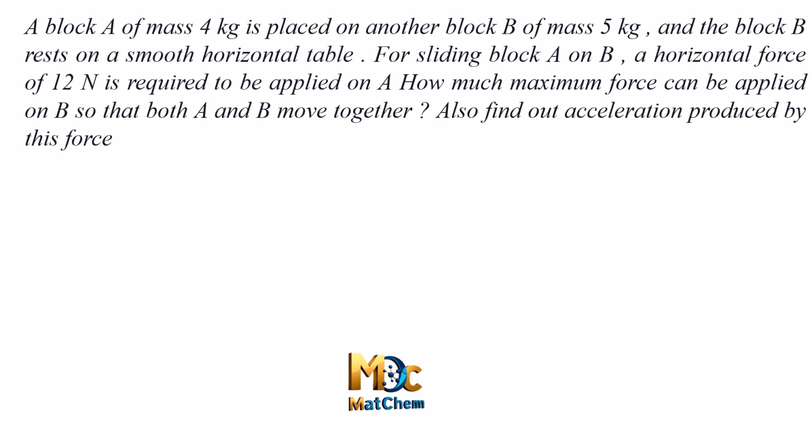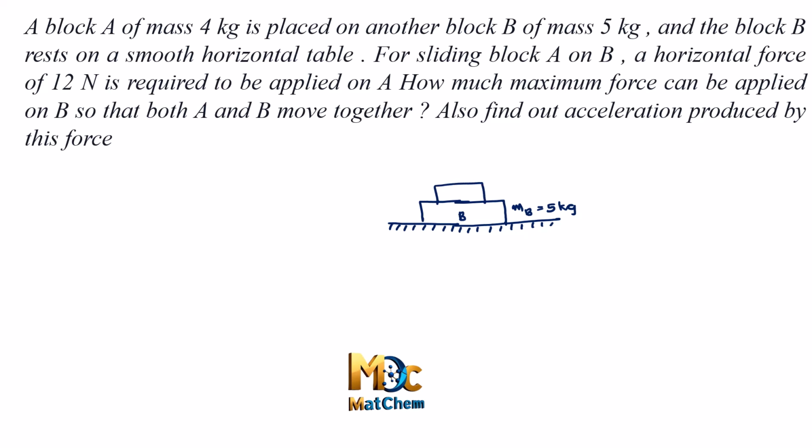So by using the first line, we can draw a diagram. That means we have a block of mass 5 kilogram. Let it be block B. This particular block B lies on a horizontal table. I'm just drawing it like this as a horizontal table, whose mass, that is the mass of B, is equal to 5 kilogram, and the block A of mass 4 kilogram is placed on the block B.